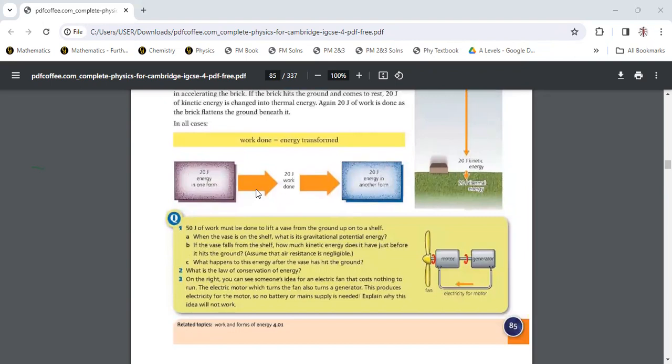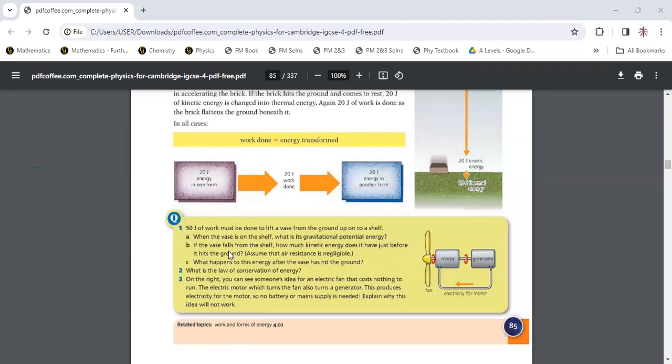So let's try an example. Maybe we can start with Yinzi this time. 50 joules of work must be done to lift a vase from the ground up to a shelf. So when the vase is on the shelf, what is the gravitational potential energy? Talk about the conservation of energy.